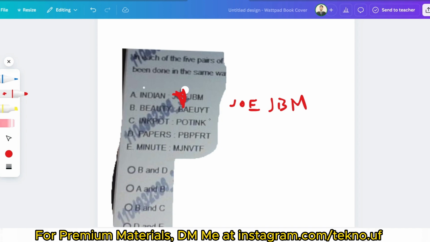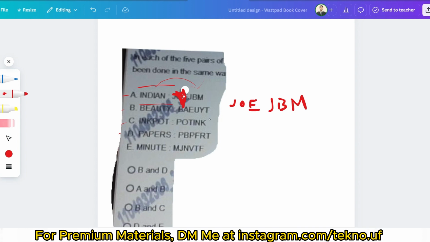So the first word has been transformed to this. Okay, the first word has been transformed to this, right? So you have to check which two pairs are following the same transformation pattern. Okay, so let me just check that.